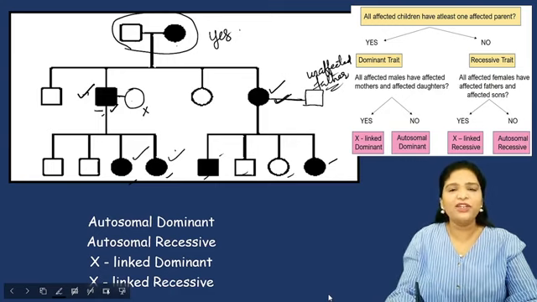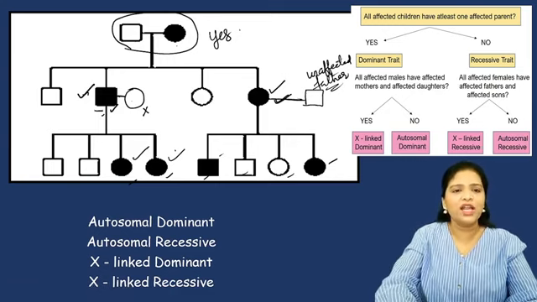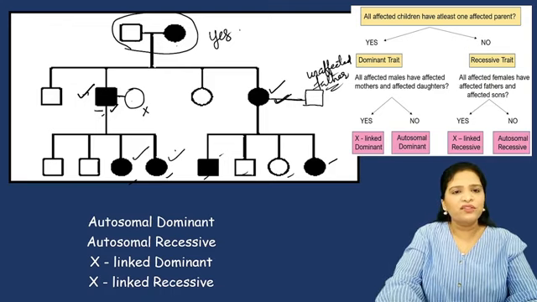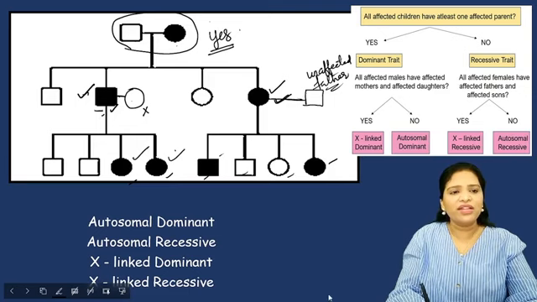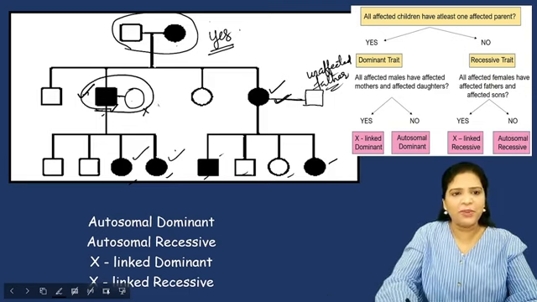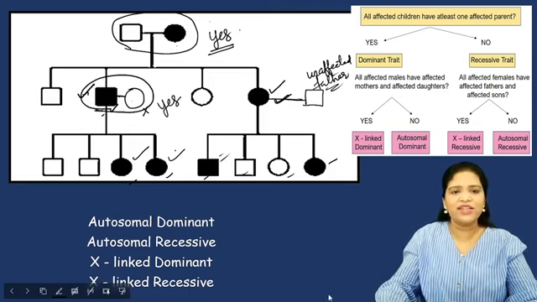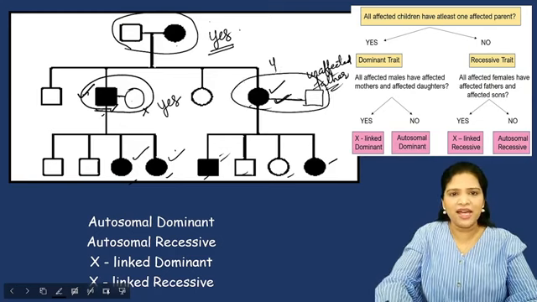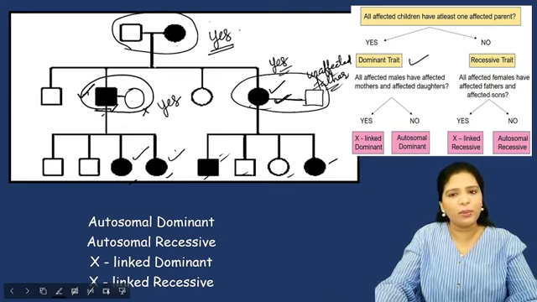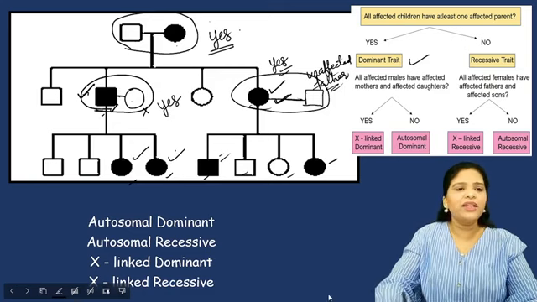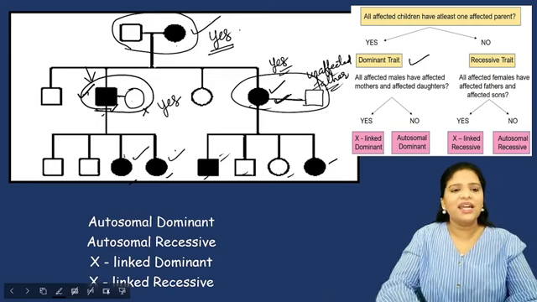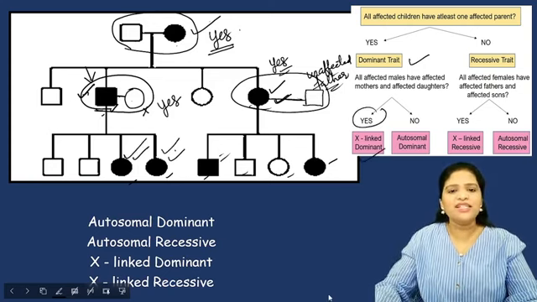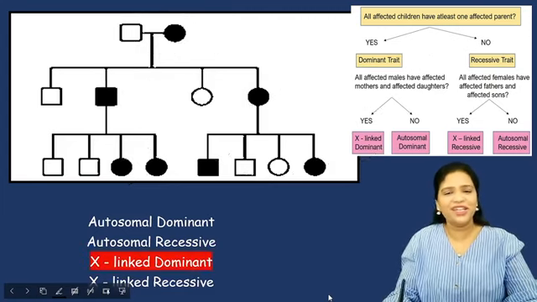Okay, so let us try to find out the type of inheritance pattern. For the first generation, the answer is yes. For the second generation, do affected children have one affected parent? The answer is yes. Here the affected children have one affected parent. Answer is yes. So this is a dominant trait. If this is a dominant trait, focus on the affected males. Affected males have an affected mother and affected daughters. Yes, the answer is yes. So this is an X-linked dominant type of inheritance.